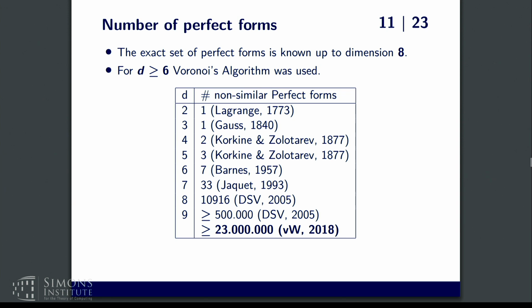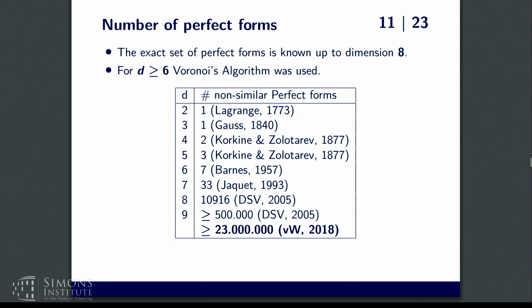Well, we only know all the perfect forms up to dimension 8. For example, in dimension 2, which is the one I showed all these pictures for, because then the n is 3, we have only one non-similar perfect form. So actually all these vertices you saw before are the same up to a basis transformation.